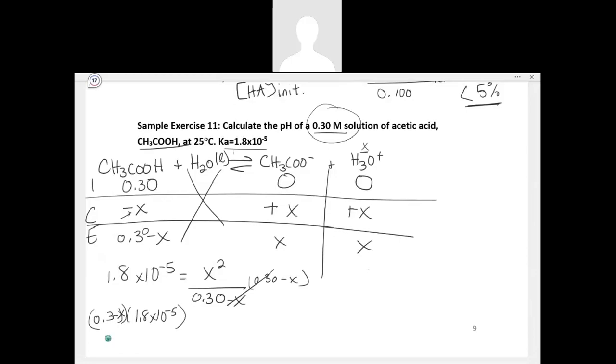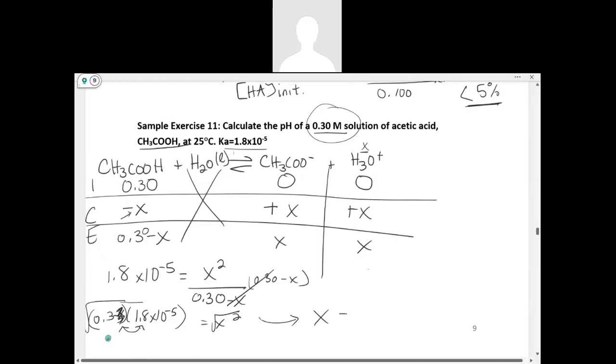We'll assume that this ionizes less than 5%. So we're going to take away that X in the denominator, because we were told earlier that if we're less than 5% ionization, it's okay to assume that X disappears. So let's see if we can get through this without using the quadratic formula. We have 0.3 times 1.8 times 10 to the negative fifth equals x squared. We can take the square root of both sides. So we'll multiply these two terms together and then take the square root. That will give us our x value, and we can solve for x then.